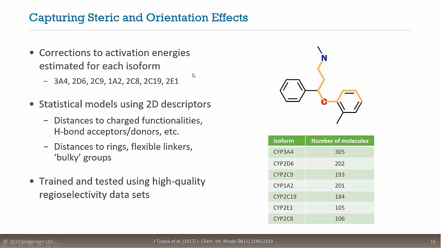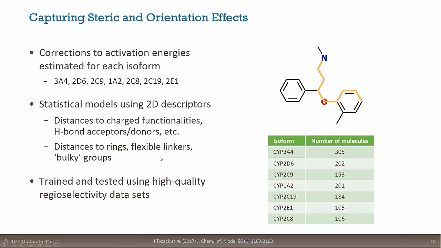Essentially what we do is we look at the distance from the potential site of metabolism to sort of key functionalities within the molecule. So it might be the distance to a hydrogen bond donor, acceptor, a particularly lipophilic group, a charged group, or so on. We also look at the relationship to, say, ring systems, linkers, and bulky groups that might cause steric hindrance and hence limit the accessibility to those sites.